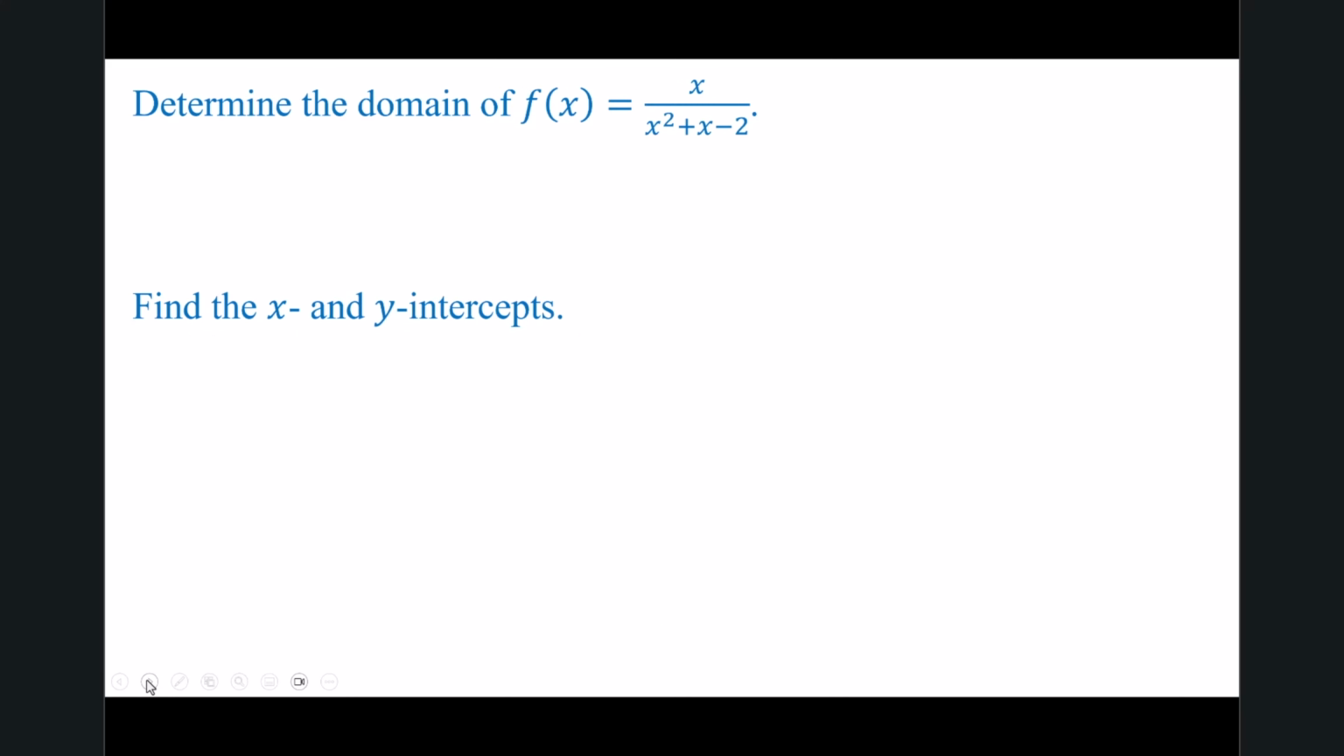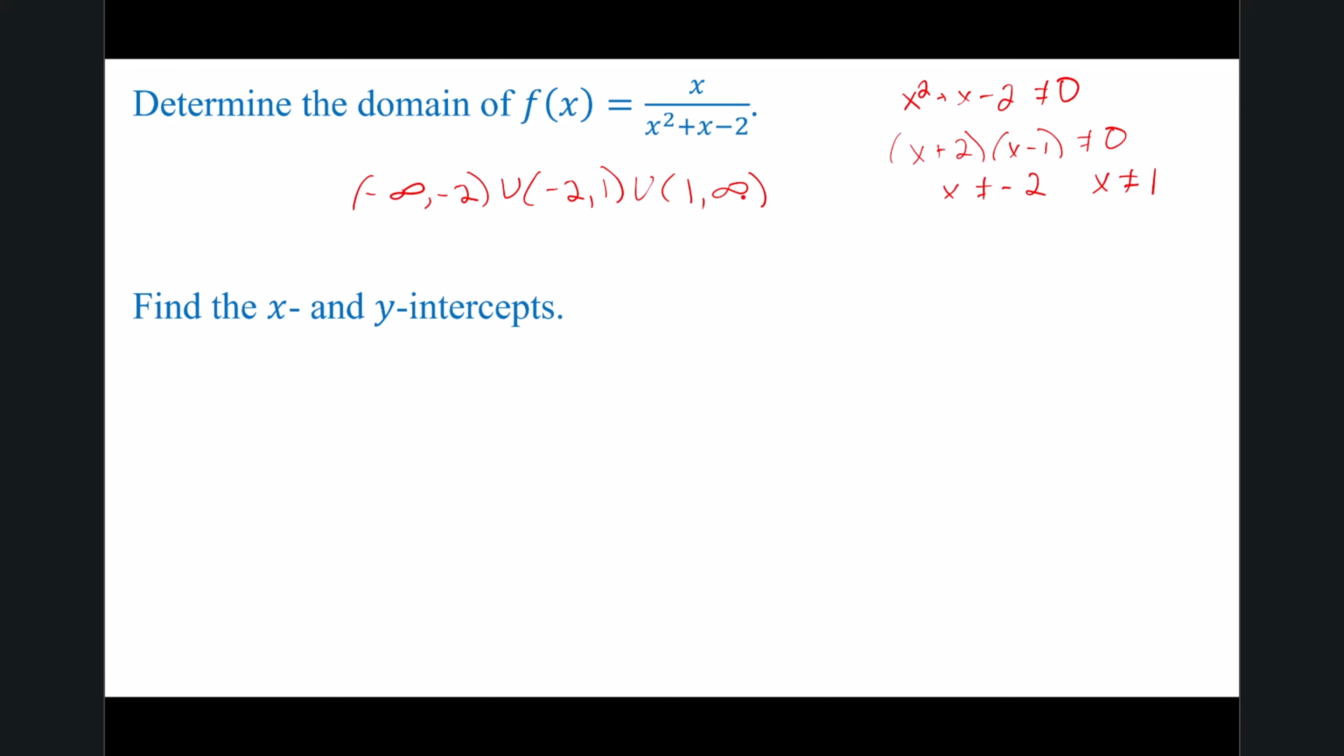Determine the domain of f of x equals x divided by x squared plus x minus 2. So first we need to find the domain. We know that our denominator cannot be equal to 0. So we need to try to factor that denominator if we can. Two numbers that multiply together to get -2 and add together to get 1 would be 2 and -1. So we know x cannot be -2 and x cannot be 1. In interval notation, that would look like -infinity to -2, union -2 to 1, union 1 to infinity.